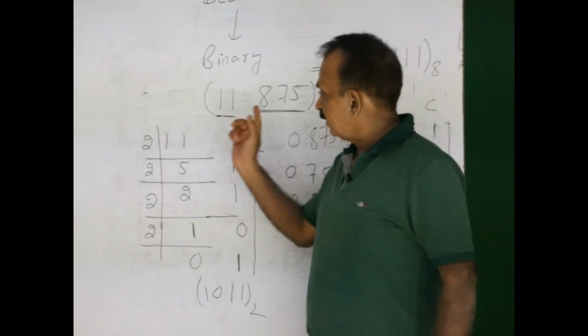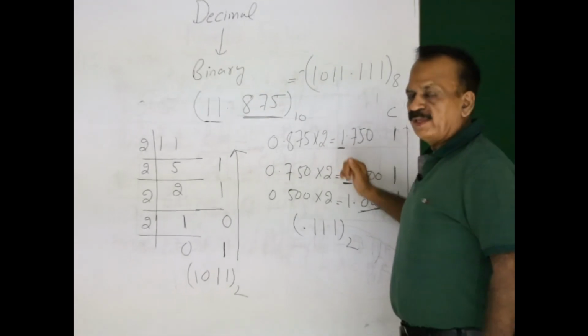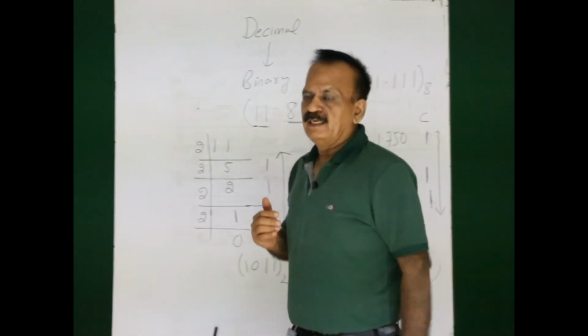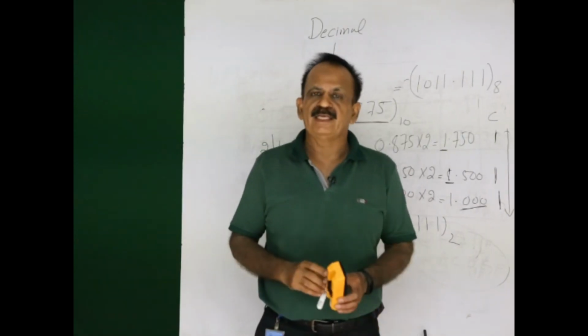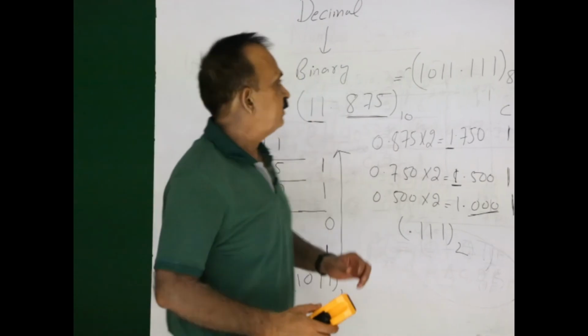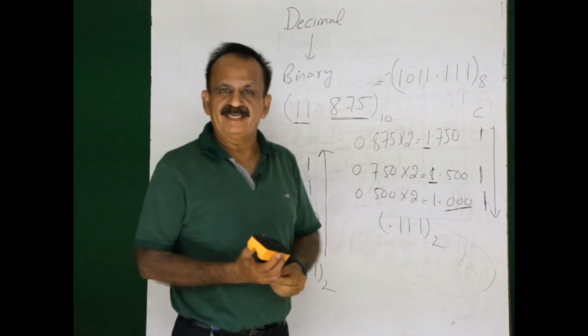And for the fractional part, I multiply it by 2 and write the carry part, and then writing the carry from top to bottom gives the binary equivalent of the given number. This is how a decimal number can be converted into a binary number.